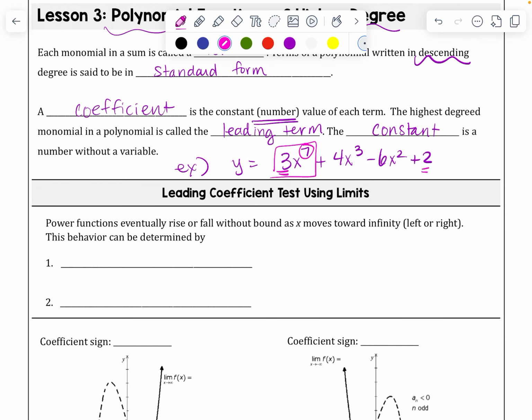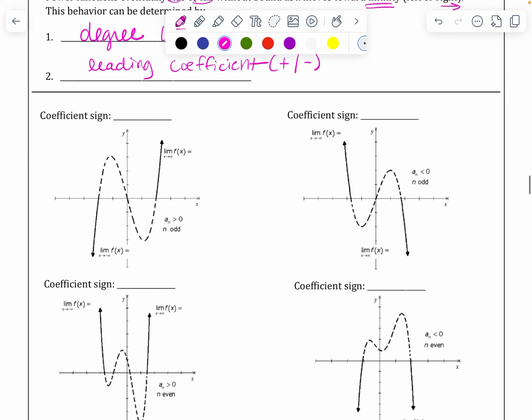The leading coefficient test using limits. So power functions eventually rise or fall without bound as x moves towards infinity to the right or negative infinity to the left. And this behavior, we've talked about this multiple times, but we find this behavior by looking at the degree, which creates even or odd, and looking at the leading coefficient, which tells you if it's positive or negative, okay?